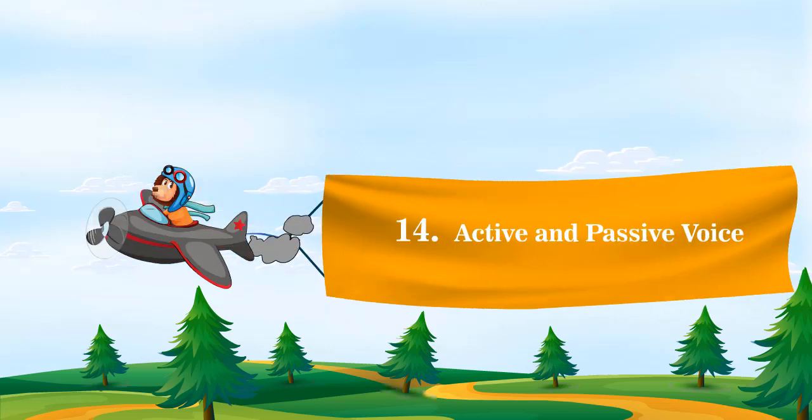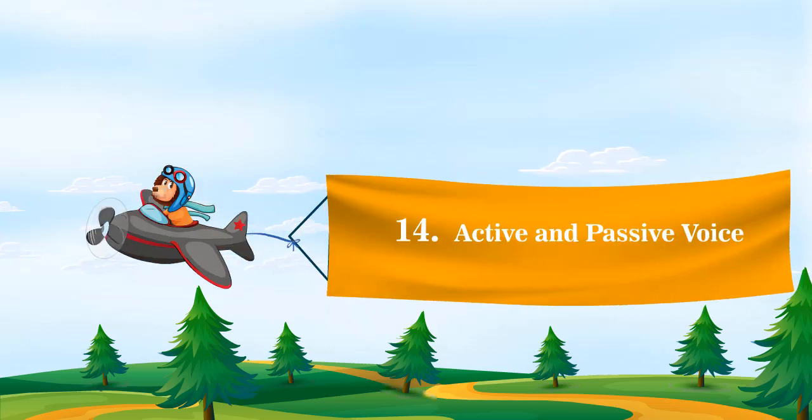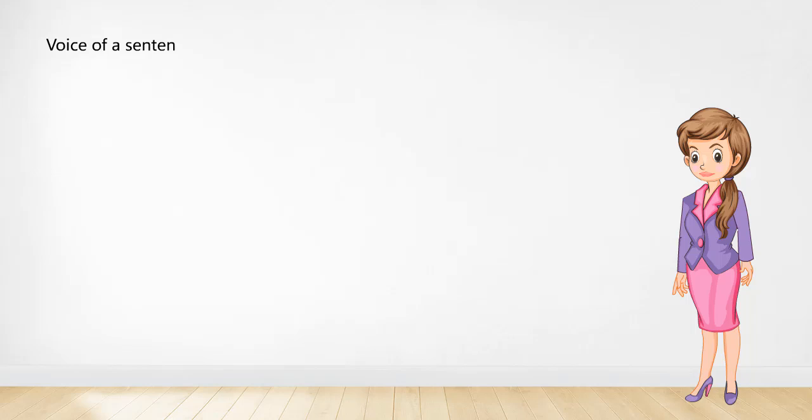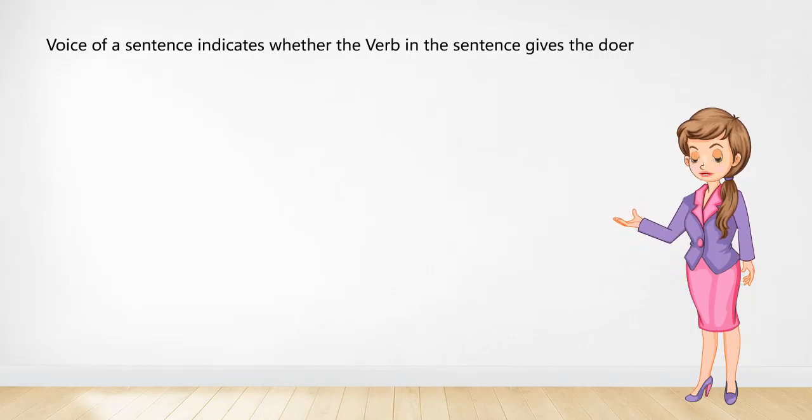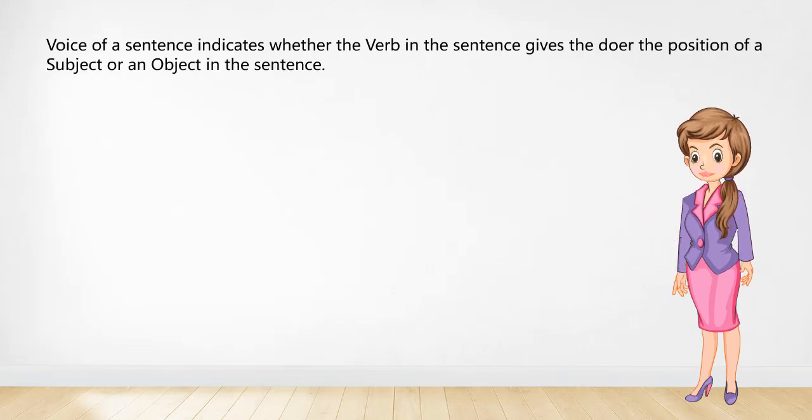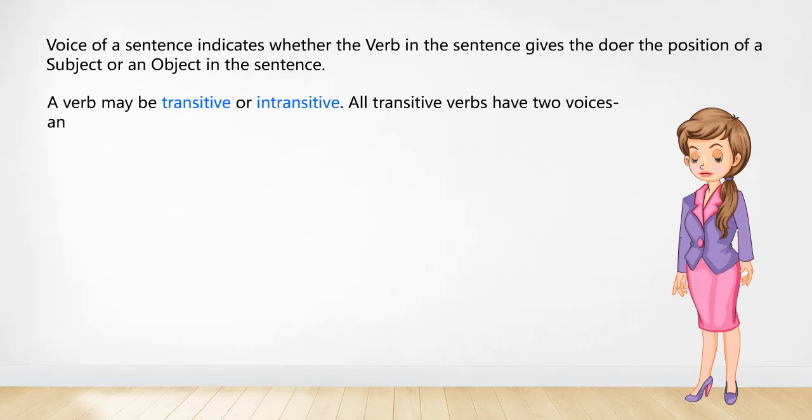Chapter 14. Active and Passive Voice. Voice of a sentence indicates whether the verb in the sentence gives the doer the position of a subject or an object in the sentence. A verb may be transitive or intransitive. All transitive verbs have two voices, an active and a passive voice.